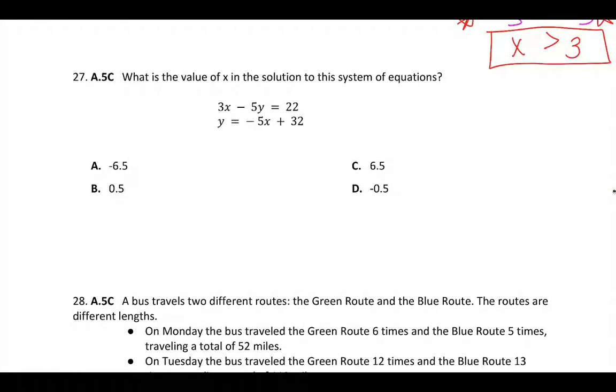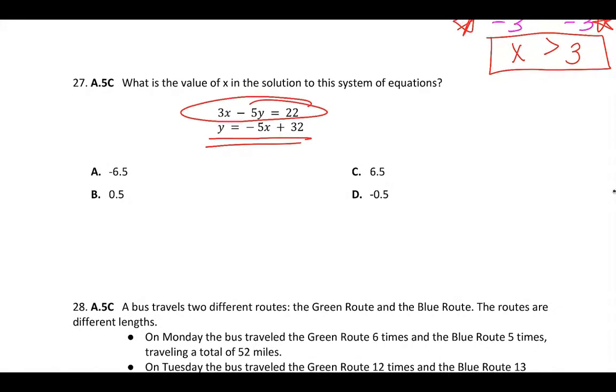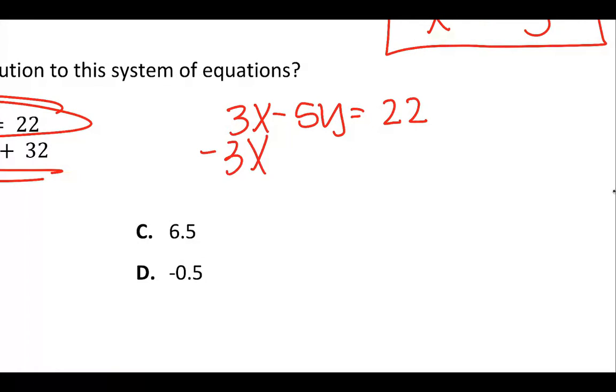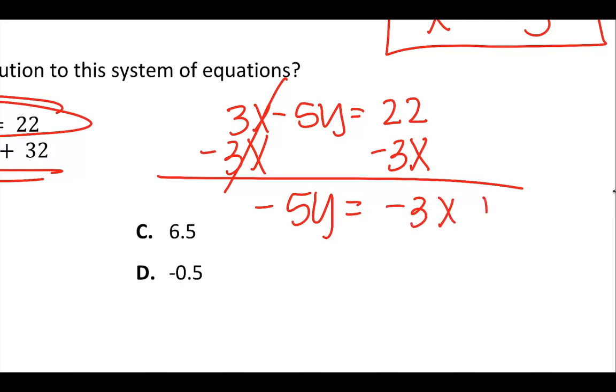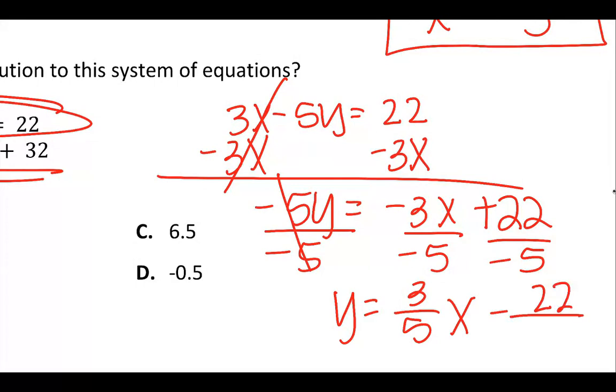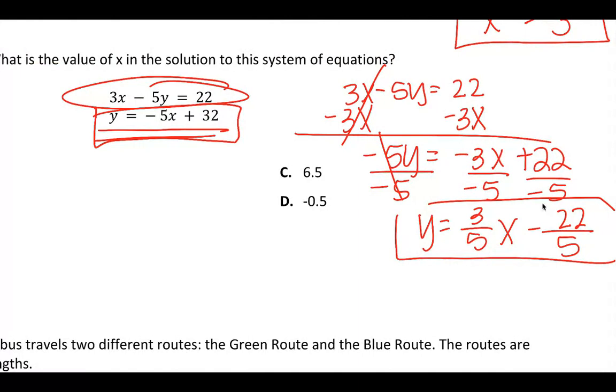What is the solution? Easiest way, I mean, there's substitution, elimination. I would think graphing, because this guy is already solved for y. So if I solve this guy for y, I can plug it in Desmos and see where they cross. So 3x minus 5y equals 22. I'm going to subtract 3x. Negative 5y equals negative 3x plus 22. Divide everything by negative 5. y equals positive 3/5 x, and I'm just going to leave this negative 22 over 5. So I'm going to plug those two things into Desmos, and I'm going to see where they meet.